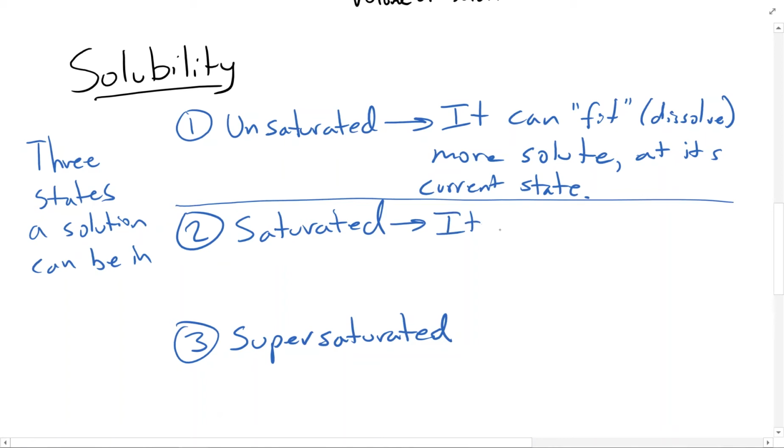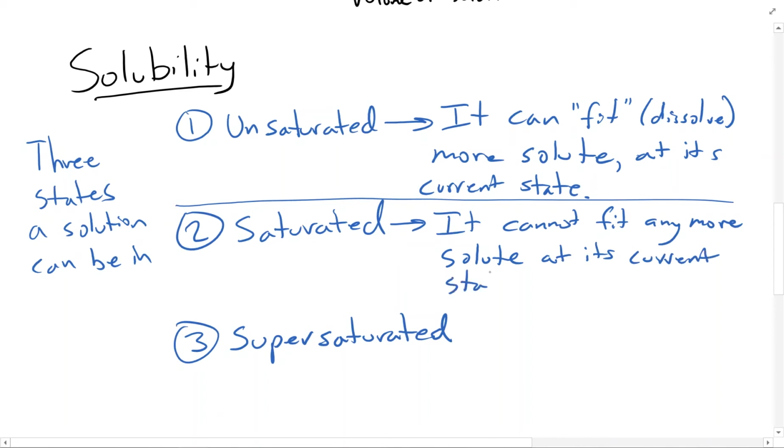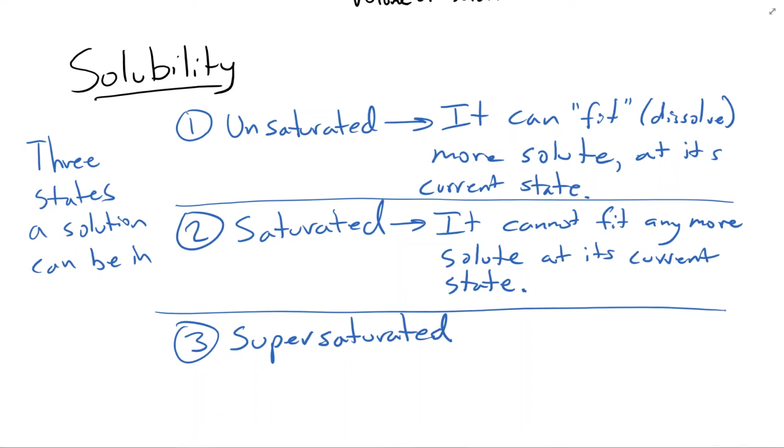it cannot fit any more solute at its current state. So if you're trying to make sweet tea or Kool-Aid or something like that, you will get to a point where you're stirring and the sugar just won't dissolve anymore. That means it is now saturated at that point.